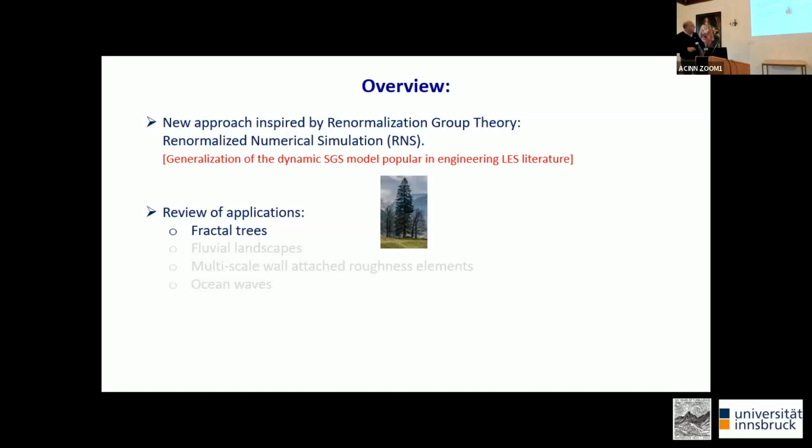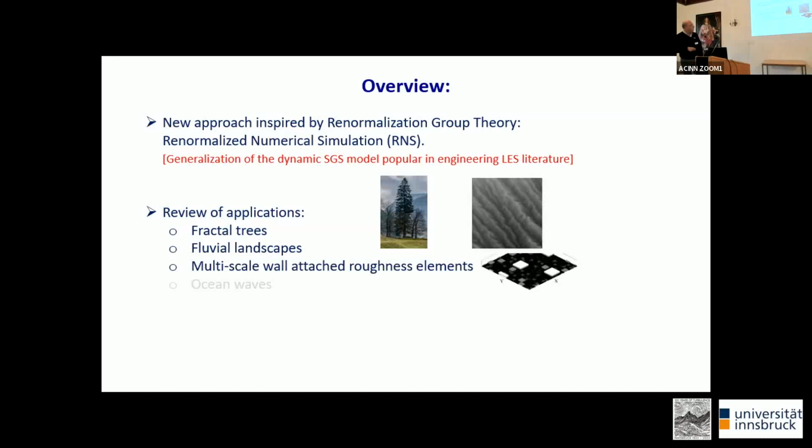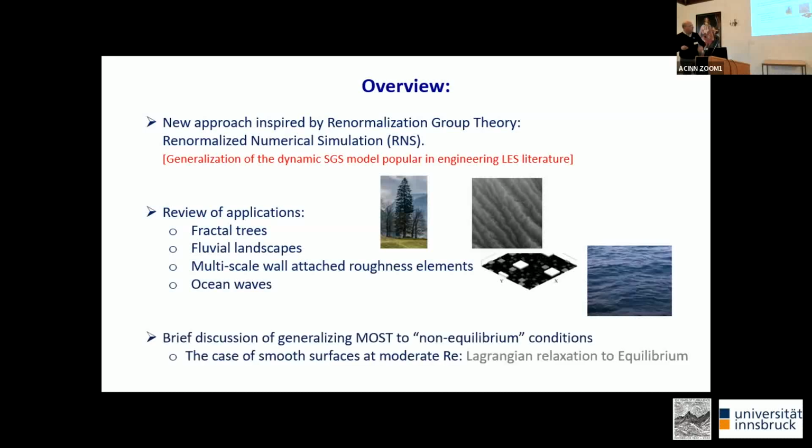And then I'll very quickly, because of lack of time, talk about fluvial landscapes, multi-scale wall-attached roughness elements, ocean waves, and then hopefully I'll have a few minutes to talk about a separate item which has to do with non-equilibrium. This is another topic that was discussed yesterday quite a bit. And we've just realized something which I think is interesting. It's been only applied so far to moderately smooth surfaces for the more engineering boundary layers, but I think there are implications for the things that we're interested in as well. And I'll describe this notion of Lagrangian relaxation to equilibrium, which I think goes some way in putting to work a more formal way of separating between equilibrium and non-equilibrium. So hopefully I'll have time to get there.